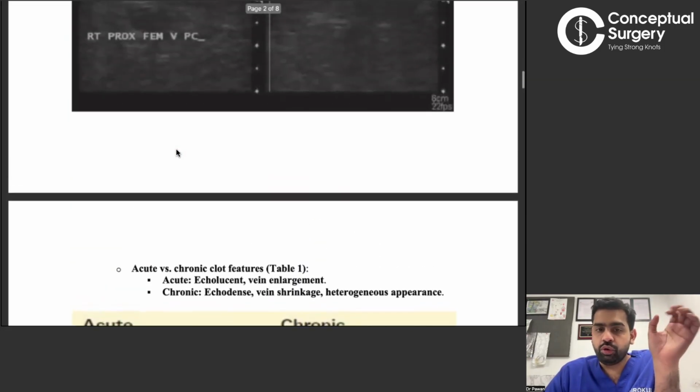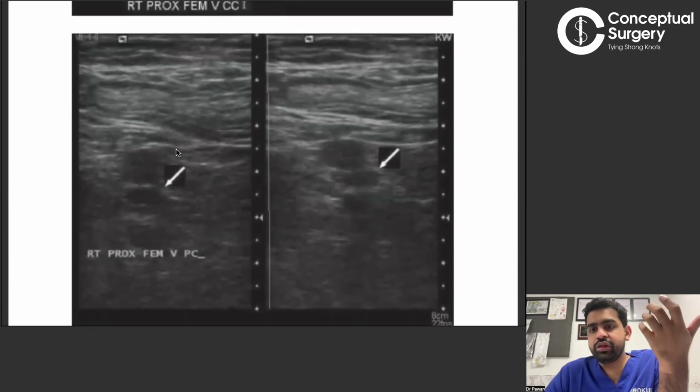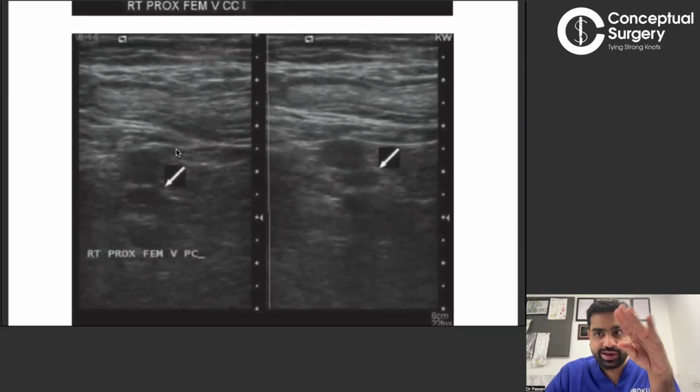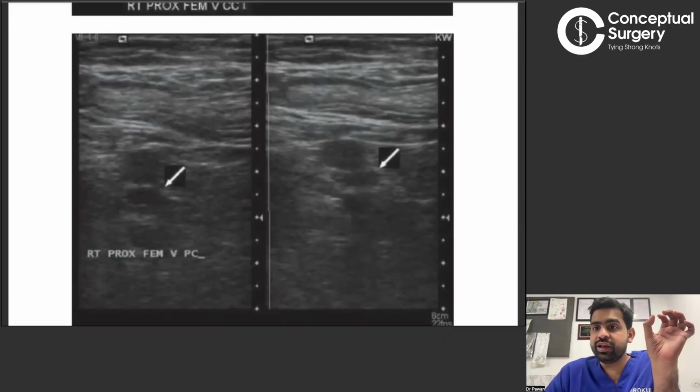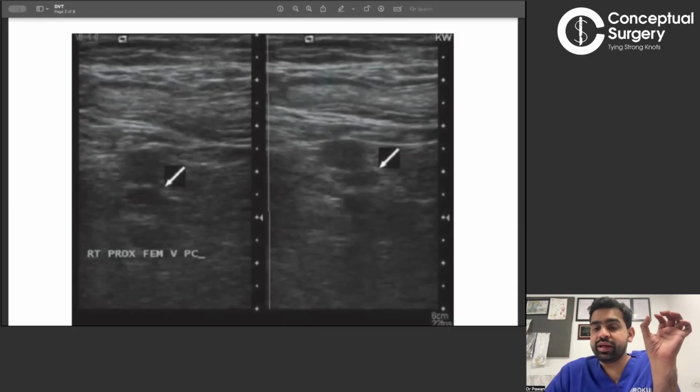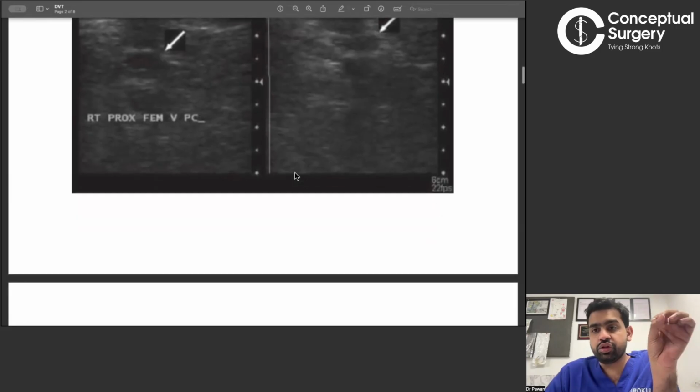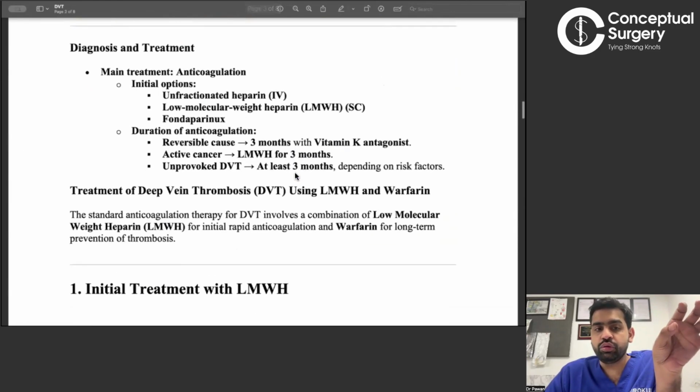But all you need to understand as a surgeon, at least you should know about the compression testing. On compression, if the vein is collapsing completely, it is a normal vein. But if the vein is not collapsing completely, if there is a partial collapse of the vein, then you have a deep venous thrombosis present inside that vein.